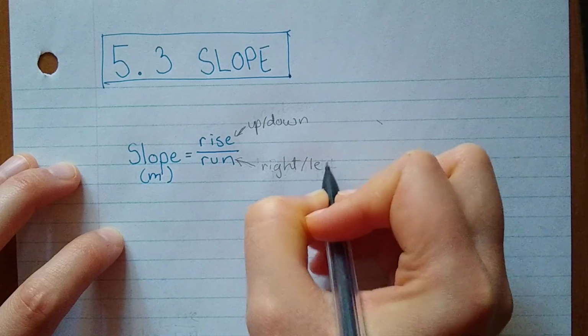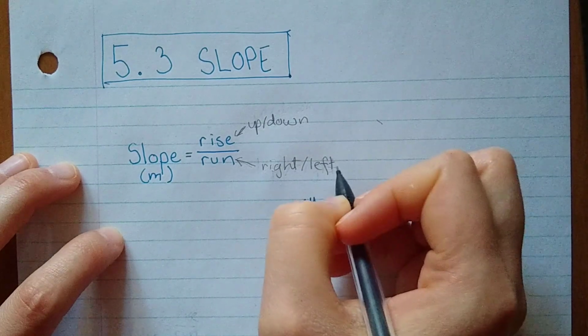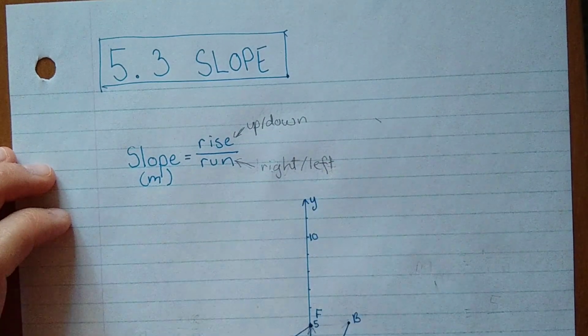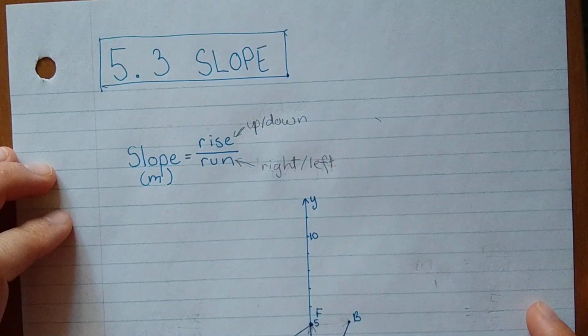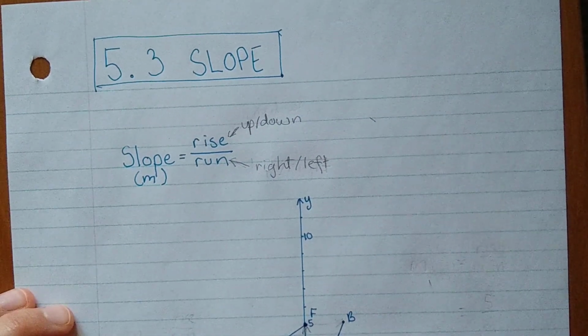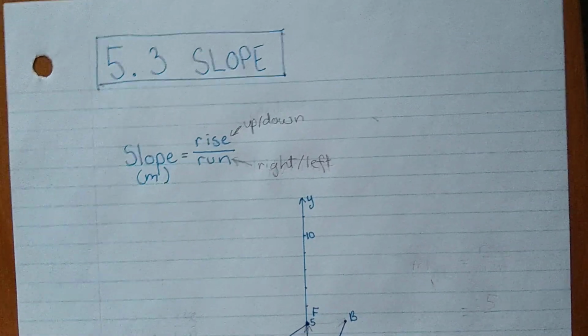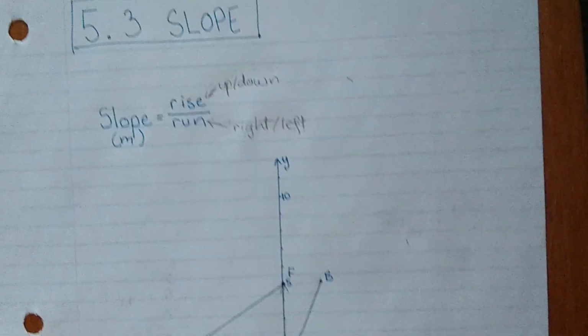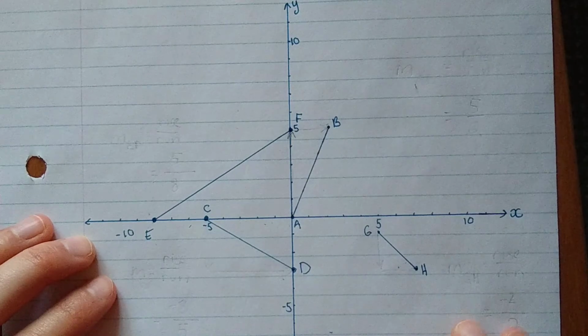And this also makes sense because you can run to the right or the left, but you can't really run up and down because of gravity. And we use this letter m to represent slope. So let's take a look. Let me explain what I mean here.